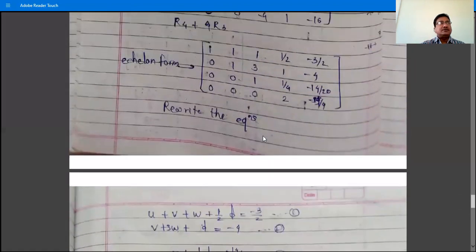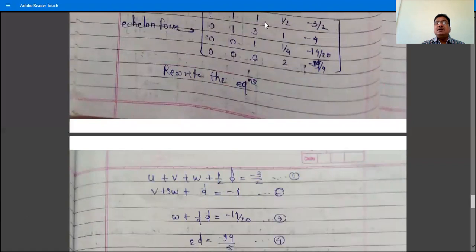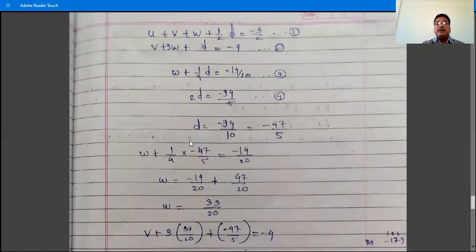So now I can convert the matrix to equations. What do we have? U plus V plus W plus 1 half D is equal to minus 3 by 2. Then V plus 3W plus D is equal to minus 4. Then the next equation is W plus 1 by 4 D is equal to minus 14 by 20. And the last equation is 2D is equal to minus 94 by 5. Okay. From the last equation, after shifting the 2 to the right side, D is equal to minus 94 by 10, that is minus 47 by 5.